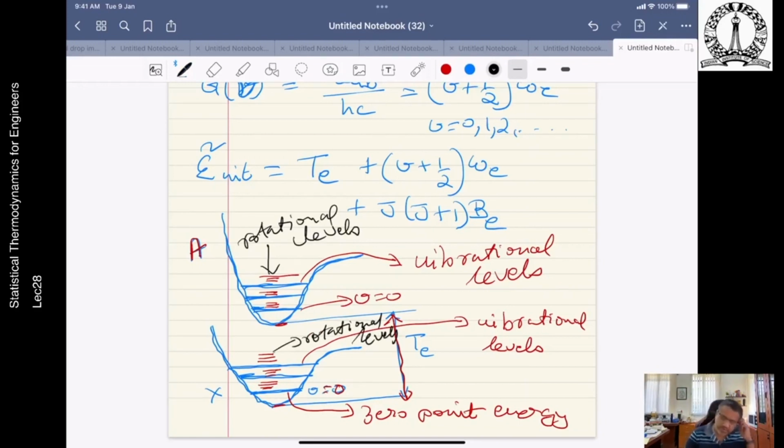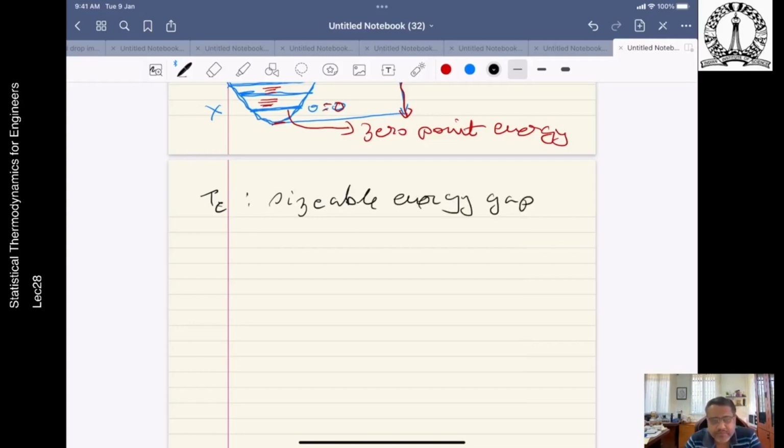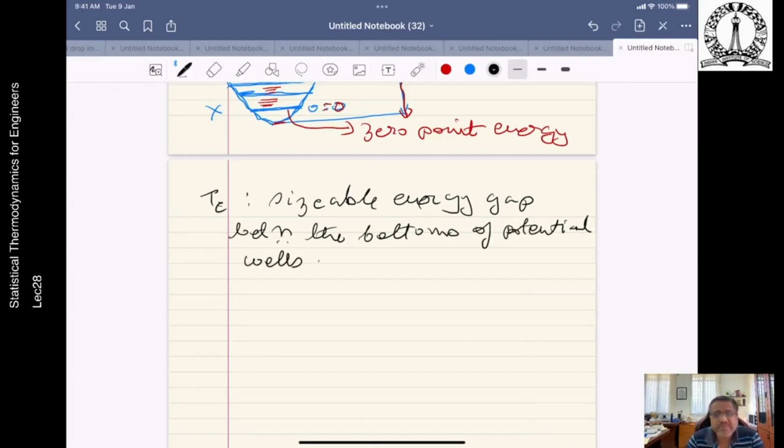All right, so what are the different levels? The vibrational level actually occurs above the bottom of each well. What we see over here, that T_e, identifies a very sizable energy gap between the bottoms of the potential wells.